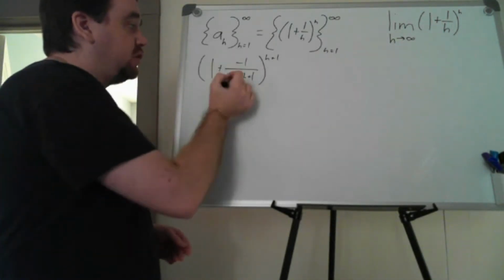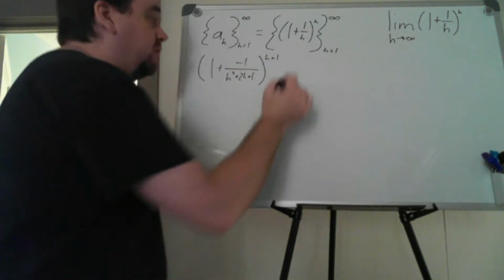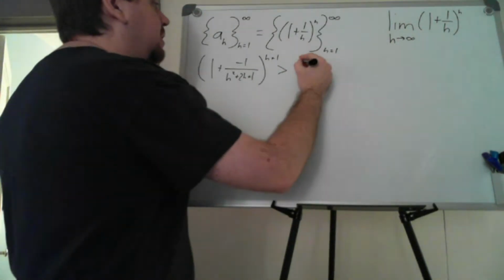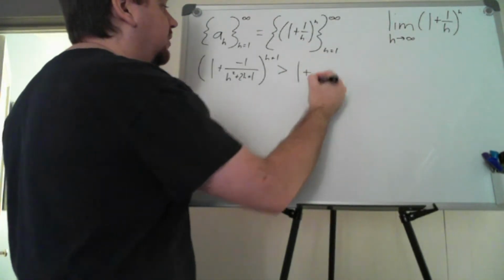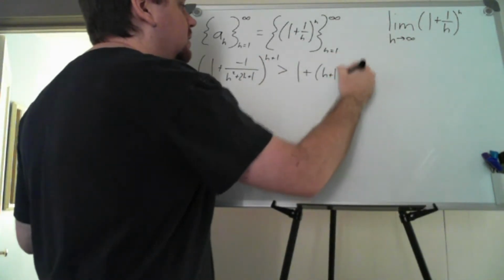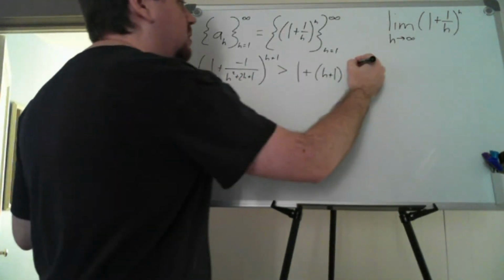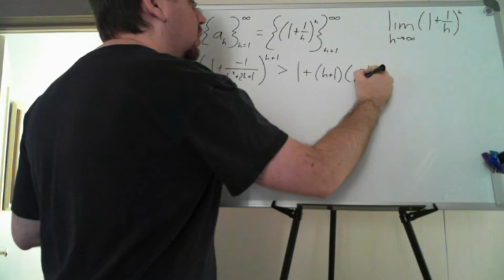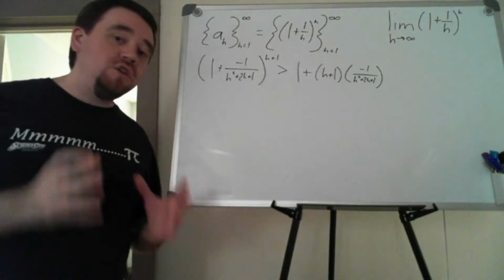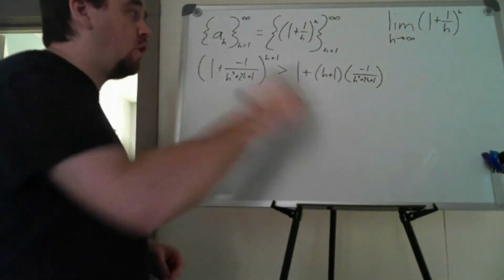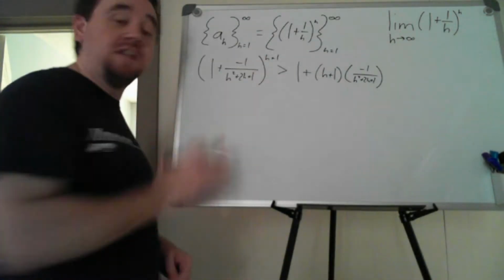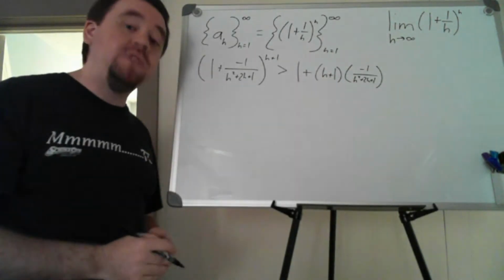So this meets the criteria for c, this meets the criteria for k, thus, which we had proved by induction, says I can now make this claim that this must be greater than 1 plus kc. K being h plus 1 times c being this one right here, negative 1 over h squared plus 2h plus 1. So now I know that this is true because of what we had proved earlier and because this meets that criteria. So now I'm no longer concerned with this part, and I'm going to be more concerned with this part.